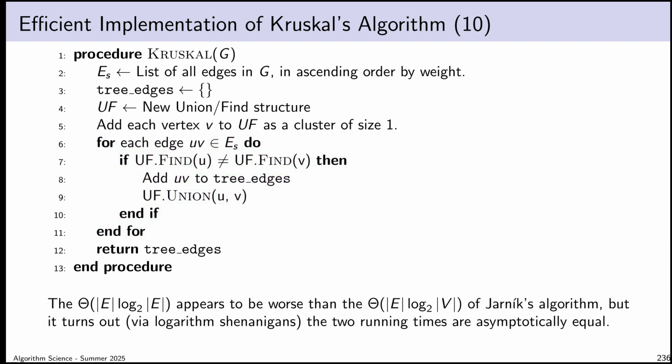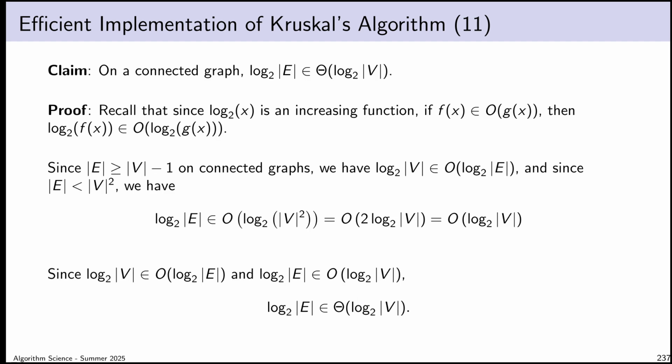But not so, because it turns out that our old friend logarithm shenanigans can be used to show us that in fact E log E is the same as E log V asymptotically. Don't we just love logarithms? So I'll sketch that out. This is actually a proof, but it's not. It's mostly just fiddling with algebra.